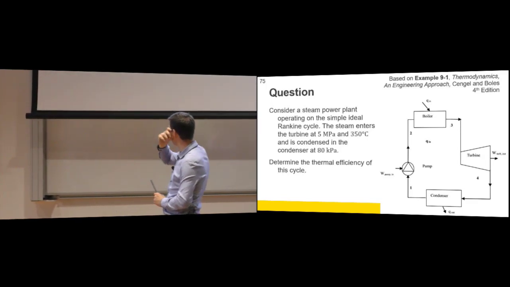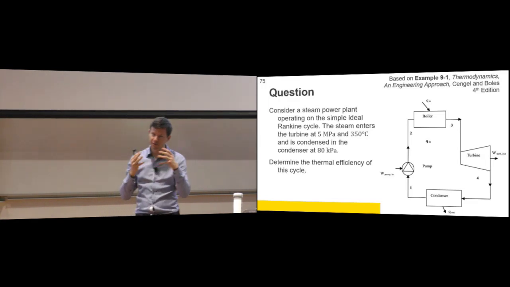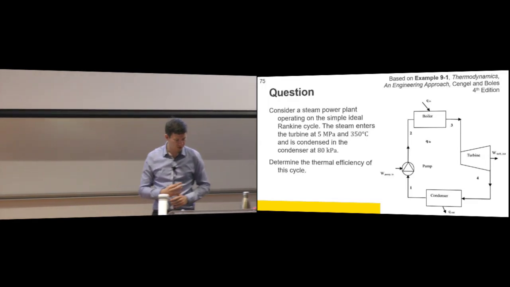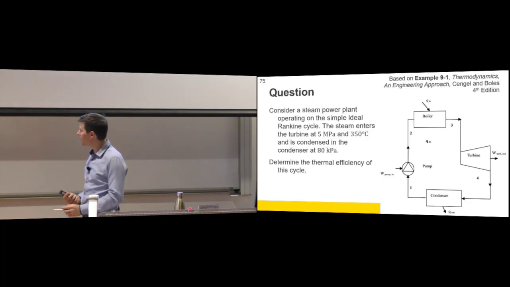Oh, sorry, and there's a temperature at the turbine entry. Determine the thermal efficiency of the cycle. So you're not given lots of data, so there's a lot that's coming out of the assumptions that are made. So we'll talk about that.